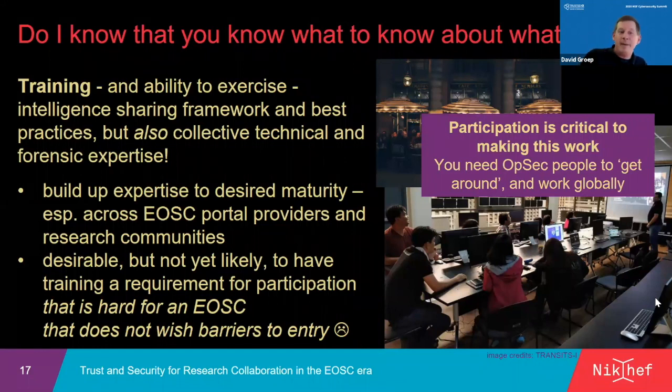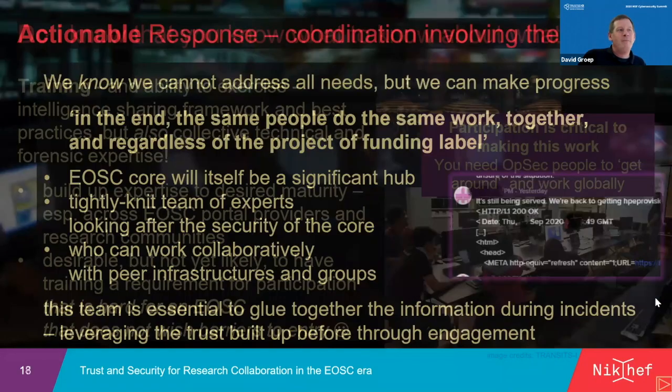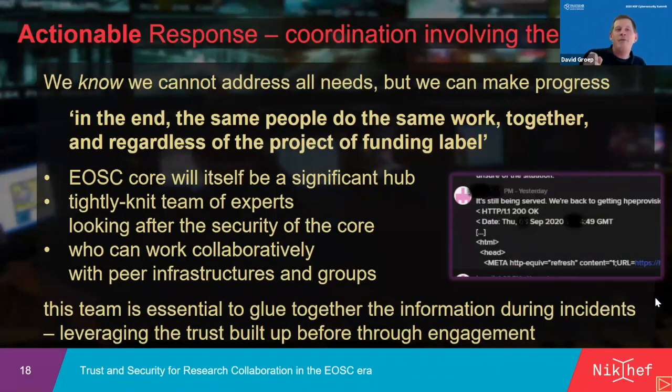Part of it is training, making sure that people know what to do when there's a problem, but having everyone trained in proper incident response in an ecosystem with thousands and thousands of entities is not going to work, especially if the EOSC doesn't want to put in any barriers to participation, which is perfectly understandable. So in the core, we put in an actionable response team, a few individuals, there are not that many people that can actually do this, with forensic expertise, tightly knit communities linked with all their peers in the world. And that's the team that will glue together EOSC participants and the core in case of real trouble.